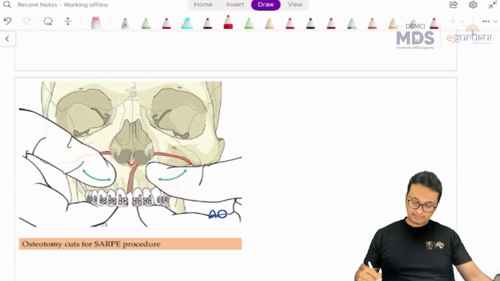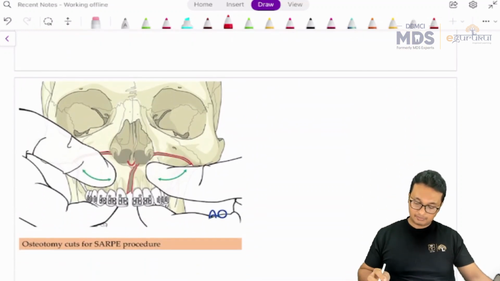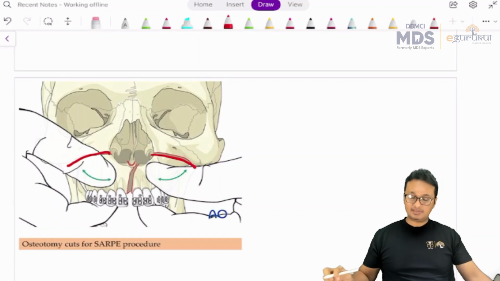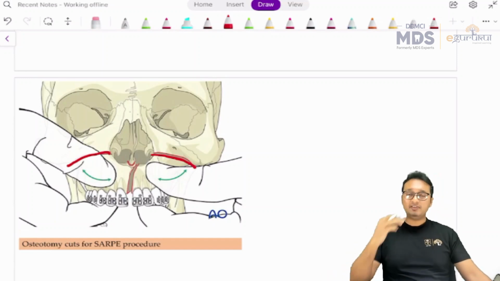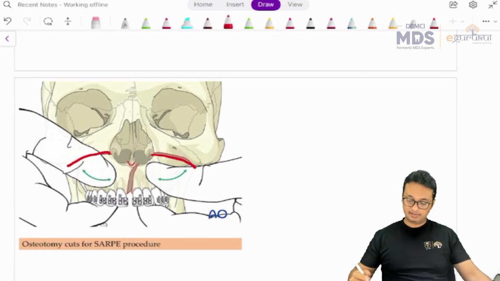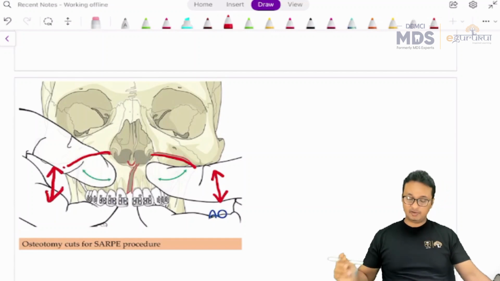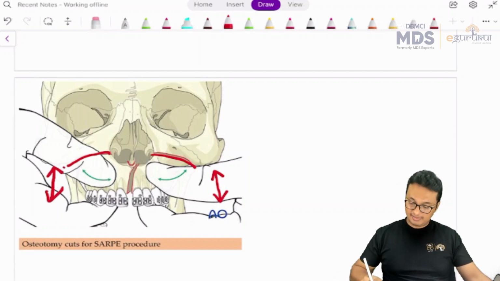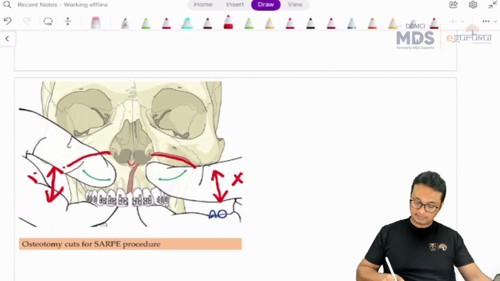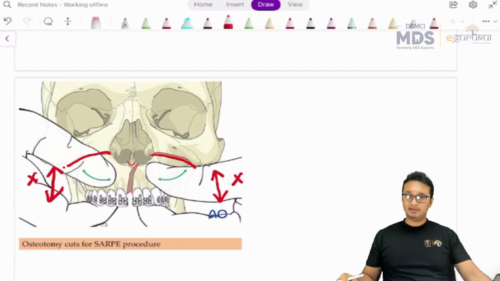Now, as you can see, these are the osteotomy cuts for the SARPE procedure, more similar to the ones given for Le Fort I osteotomy. The only difference is that we don't separate the maxilla completely from the rest of the facial skeleton. Like in Le Fort I osteotomy, one step down cut has to be given at the posterior end of the maxilla. So this final step is omitted in cases of SARPE assisted rapid maxillary expansion. All the rest of the osteotomy cuts are similar to those of Le Fort I osteotomy.